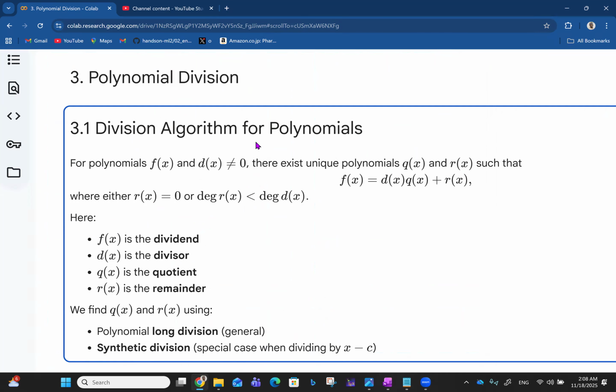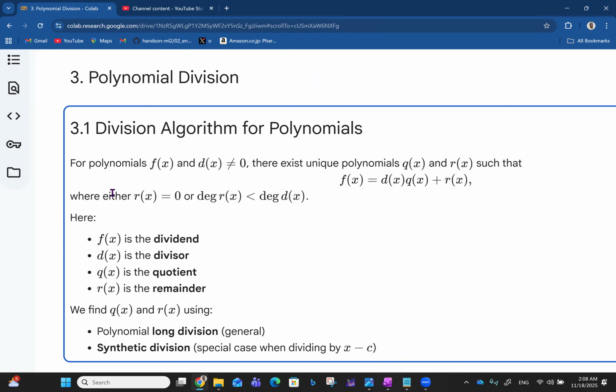So, the division algorithm for polynomials. I made this particular slide and talked about it in the previous video as an introduction to this new video. If we have polynomials f of x and d of x, which is not equal to 0, so definitely anything you're dividing by must not be equal to 0, because if you divide by 0, it is undefined, then there exist unique polynomials q of x and r of x such that f of x is equal to d of x multiplied by q of x plus r of x.